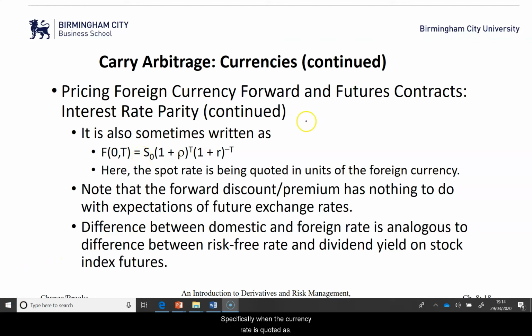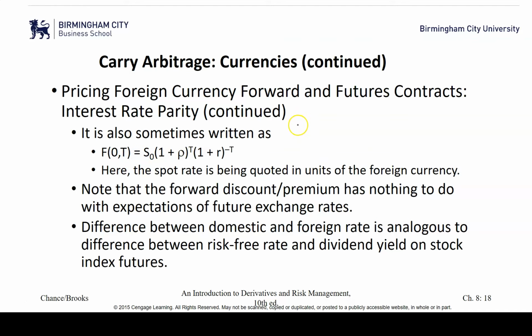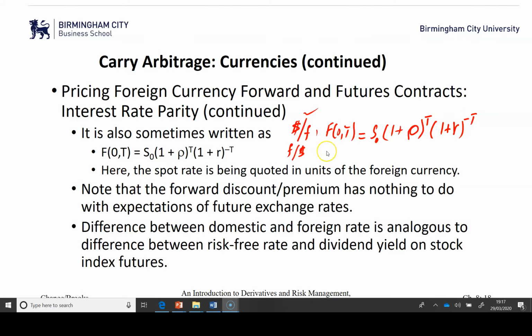Specifically, when the currency rate is quoted as dollar per pound, then you are going to use this formula where you have the forward price of the currency equal to the spot price today as expressed like this into 1 plus the foreign currency interest rate raised to the power t into 1 plus the domestic currency rate raised to the power minus t.